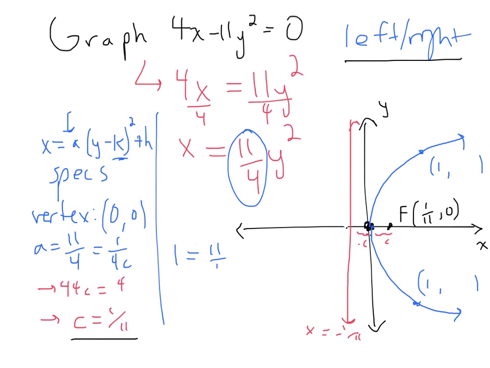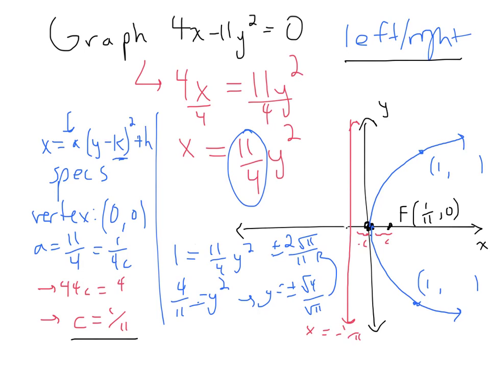So 1 equals 11/4 y squared. Multiplied by 4/11, 4/11 equals y squared. Take square roots. Don't forget your plus or minus. y equals plus or minus square root of 4/11, which is square root of 4 over square root of 11. Let's bring it back up here. And that's going to come out to, let's see, plus or minus 2 square root of 11 over 11. And that'll be your other coordinate here.